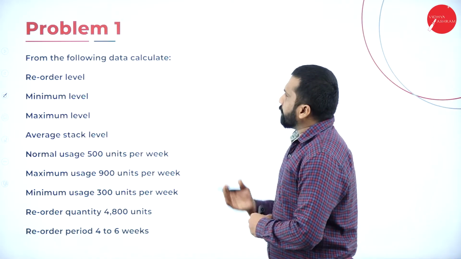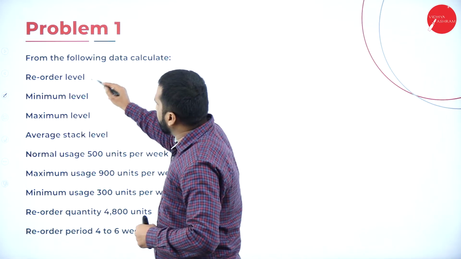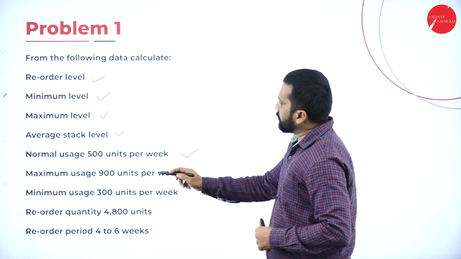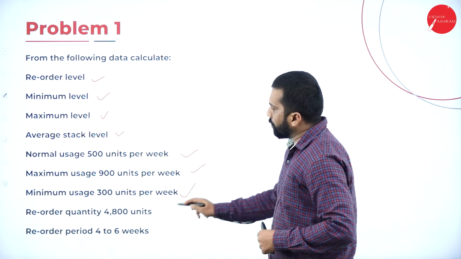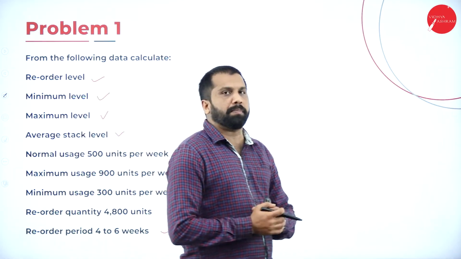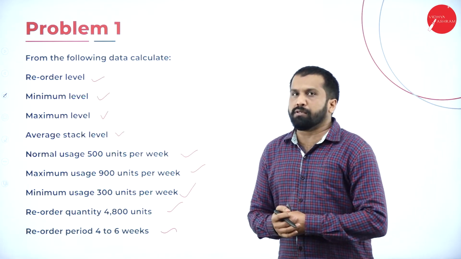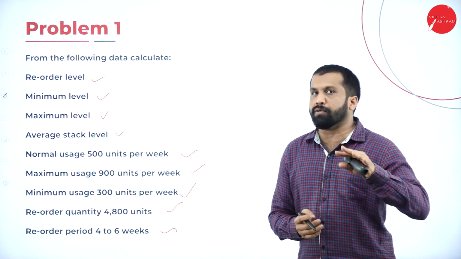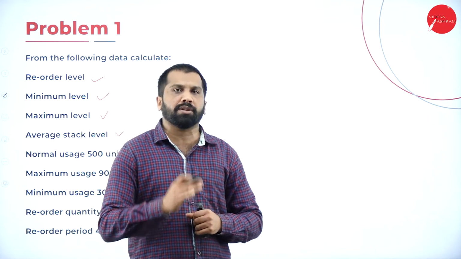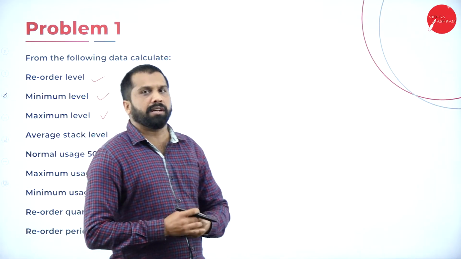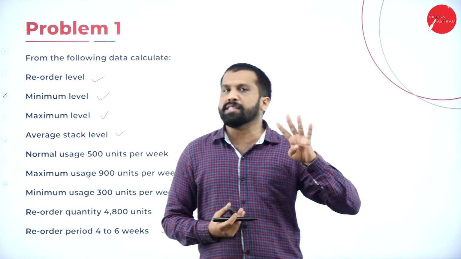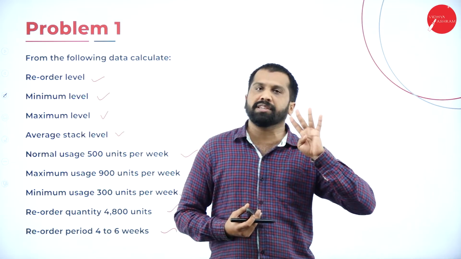So problem number 1. From the following data, calculate reorder level, minimum level, maximum level, average stock level, normal usage, maximum usage, minimum usage, reorder quantity, reorder period. This information is given in your question. We are supposed to find out all the stock levels, 4 or 5. The danger stock level, 99% they will not ask in your examination. Other than danger level, like maximum, average, reorder, minimum, these are the 4 things which are asked in your examination.